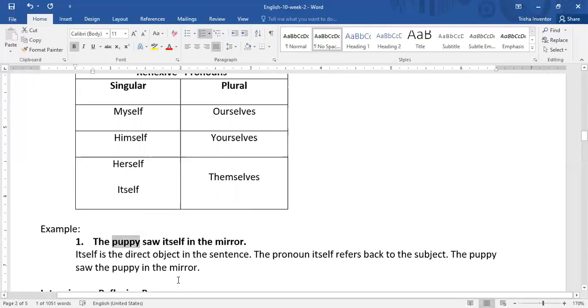Okay. So now, itself, which is a reflexive pronoun, refers back or reflects to the subject, puppy. So kumbaga they mirror each other. They reflect on each other. Okay, so that's it for reflexive pronoun. Again, remember, a reflexive pronoun refers back to the subject. Kung kinsa ni siya, kinsa ang gibuot pasabot ani, mao si subject.